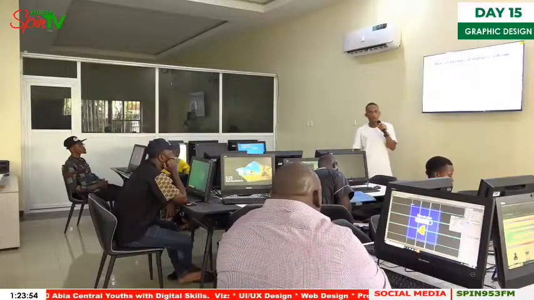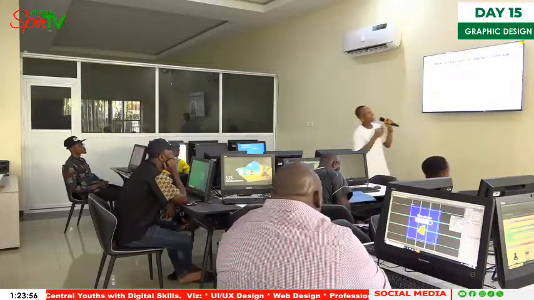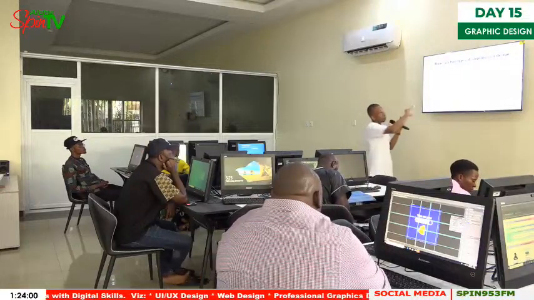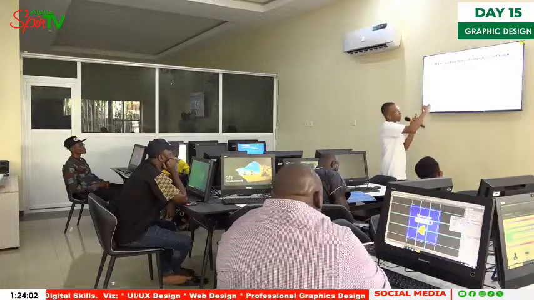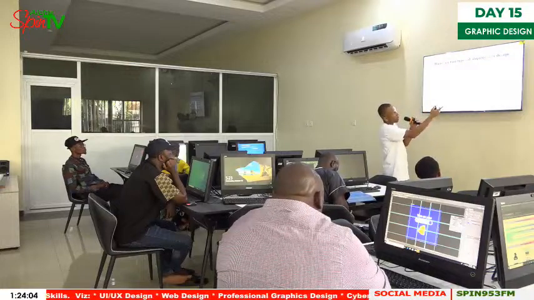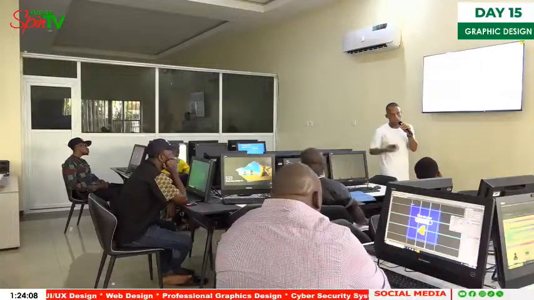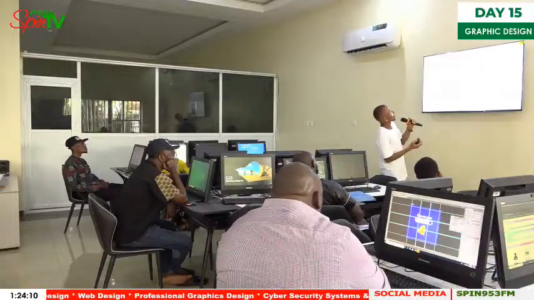Are we good? Now you say edge alignment is when elements are aligned to the top, bottom, left, or right edge of a layout. That was how I just illustrated now, didn't I?